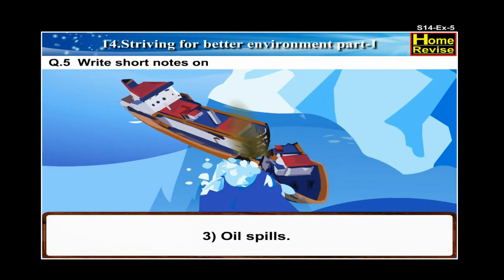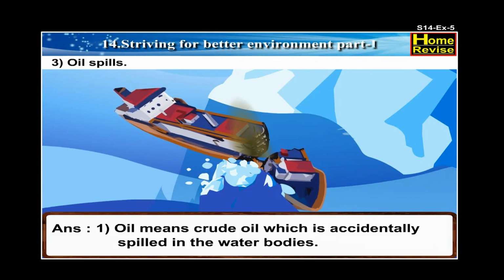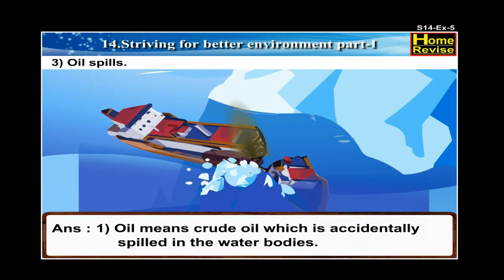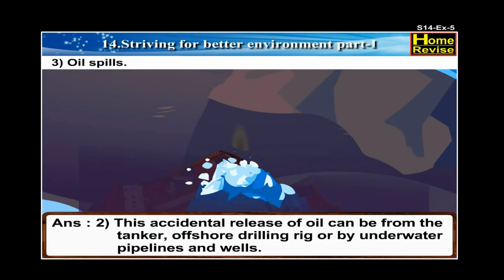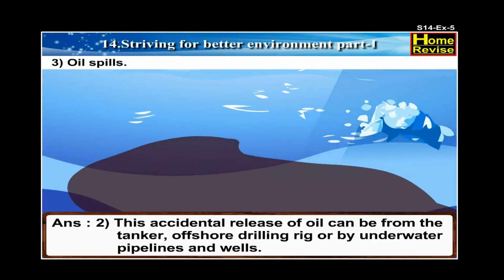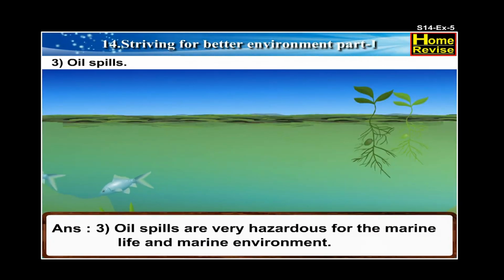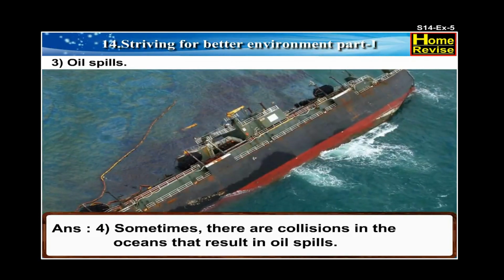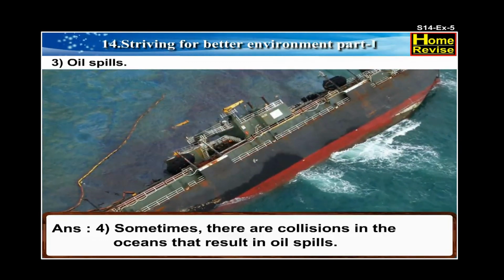Three. Oil spills. Answer. 1. Oil means crude oil which is accidentally spilled in the water bodies. 2. This accidental release of oil can be from a tanker, offshore drilling rig, or by underwater pipelines and wells. 3. Oil spills are very hazardous for the marine life and marine environment. 4. Sometimes there are collisions in the oceans that result in oil spills.